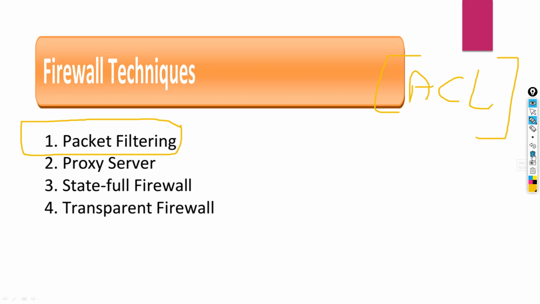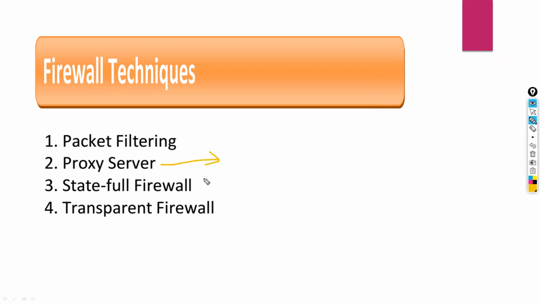Next, you can use your firewall as a proxy server. A proxy server is what? It's a medium in between the inside network and the outside. So you can use your firewall as a proxy server also. Or you can go with the stateful firewall technique. Every firewall is using this technique. What is the stateful firewall technique?